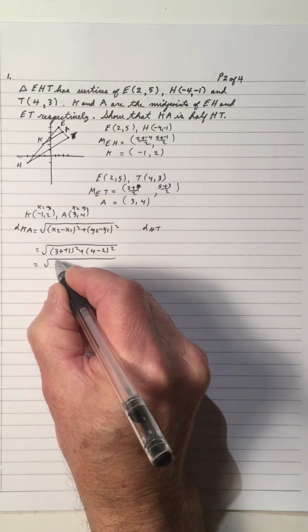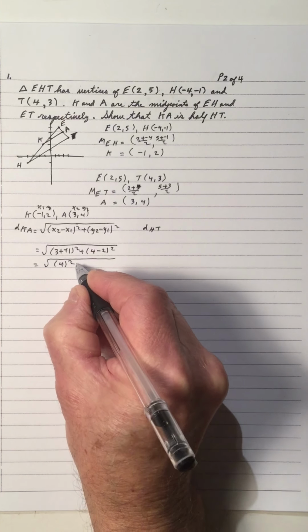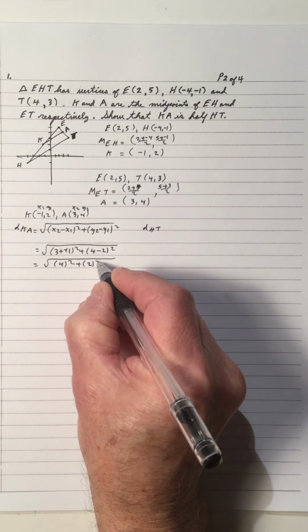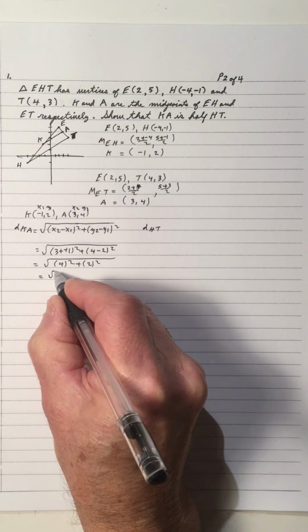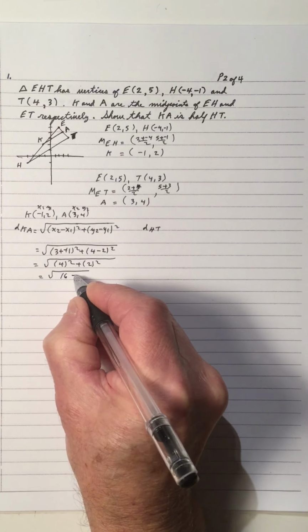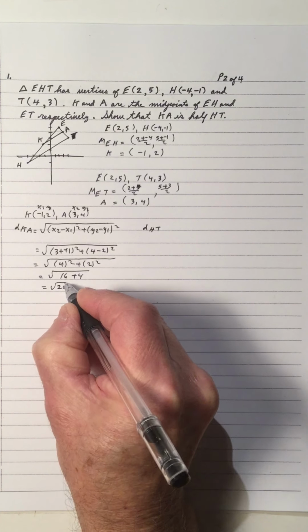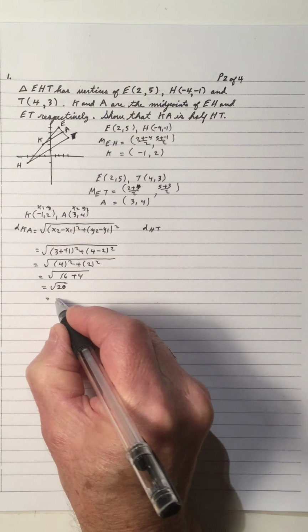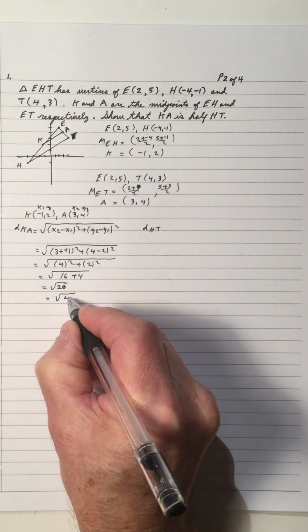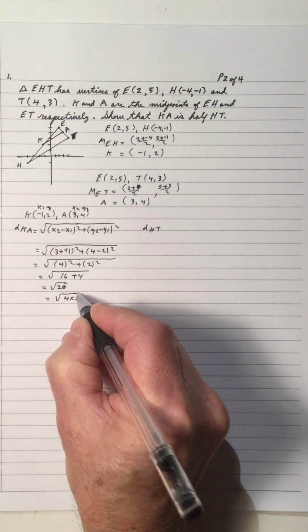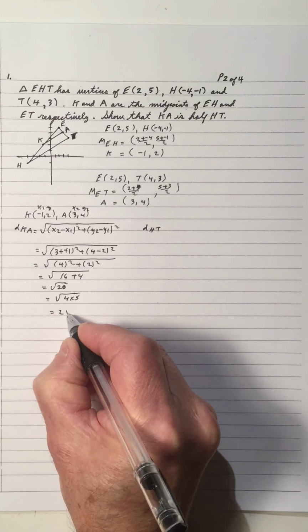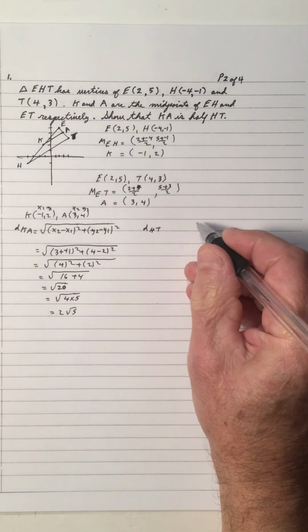A double negative is a positive, so that's a 4 being squared. That's a 2 being squared. 4 squared is 16 and 2 squared is 4. That's the square root of 20. The square root of 20 is the square root of 4 times 5, and 4 is a perfect square. So that's 2 root 5.